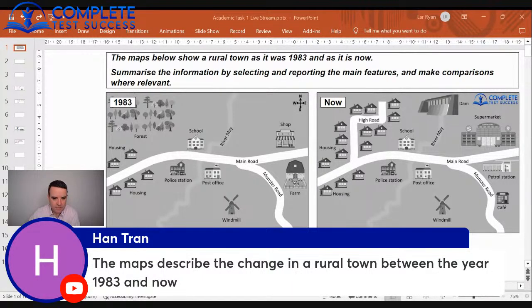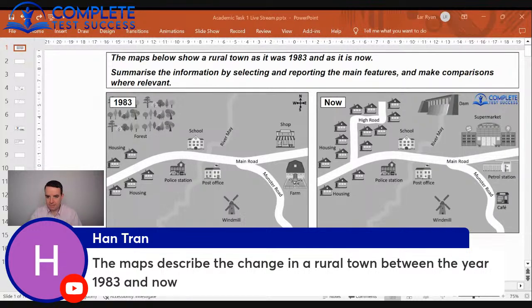Okay, hang on, that was fast. The maps describe. Describe isn't great because describe is more like when you give a description of something. So it's not really accurate. Something like illustrate would be better. The maps illustrate the changes, that needs to be plural, in a rural town between the years 1983 and now. Well, now isn't necessarily a year. So that isn't right.